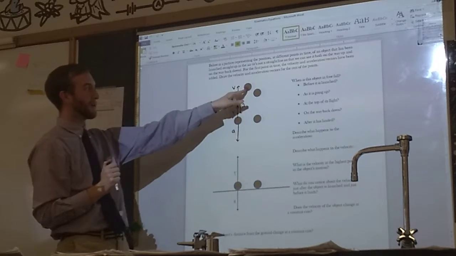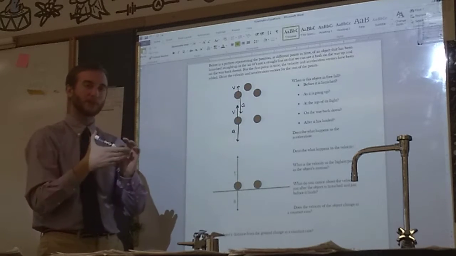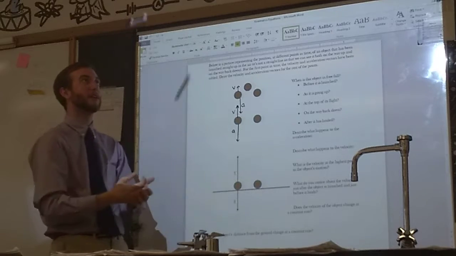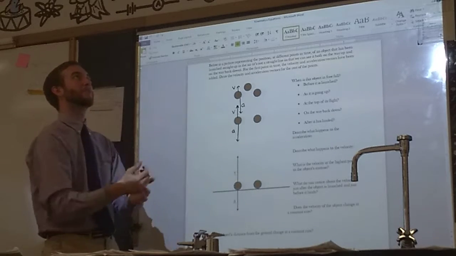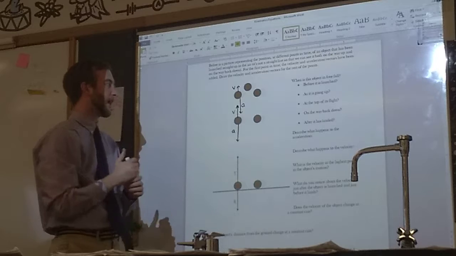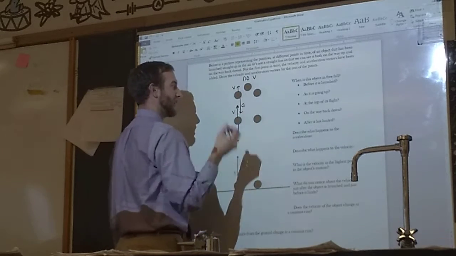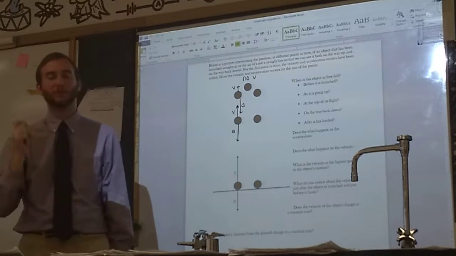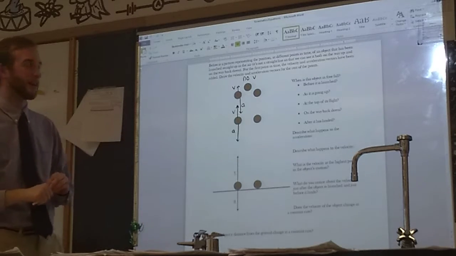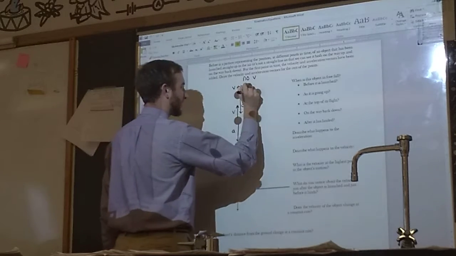When we get to the very peak of the motion, if you were to toss something up, there is one instant in time at the very peak where the object is not moving. There is actually no velocity. However, the object is still in free fall at that point. There must still be an acceleration.